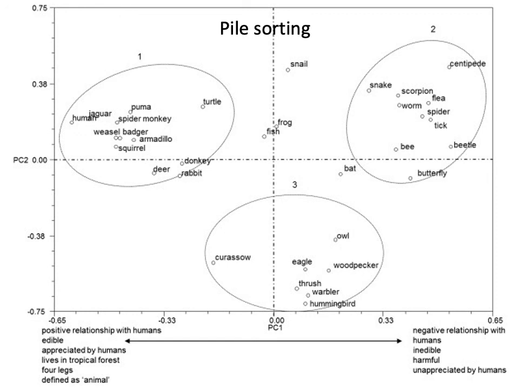You also see that if you go to the right, the inedible, harmful, and not appreciated animals are animals that you think, oh, yak, snakes, scorpions, fleas, spiders, ticks. And on the left, you see animals that you may like: deer, rabbit, donkeys, turtles. So this is what a computer can do for you if you have a lot of free listing and pile sorting data.